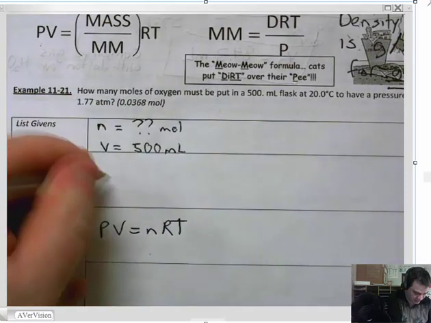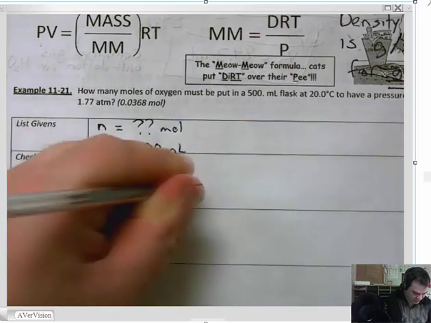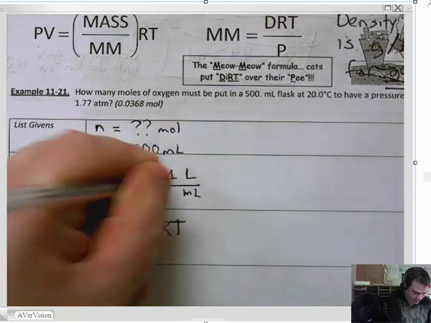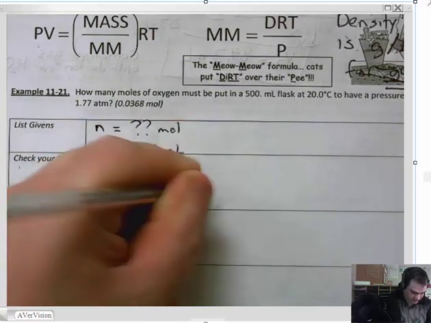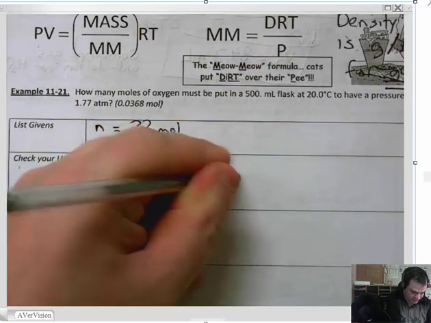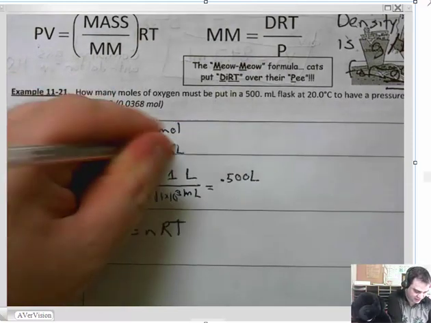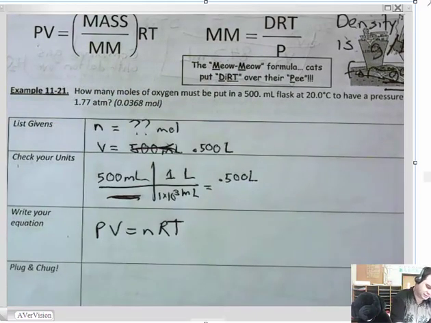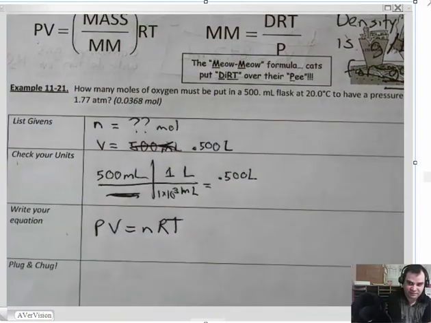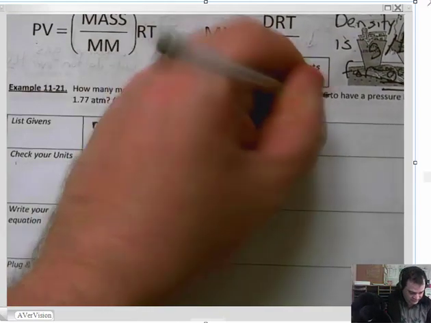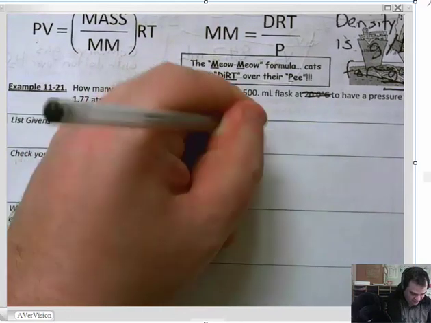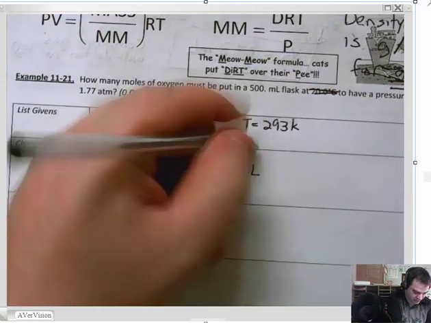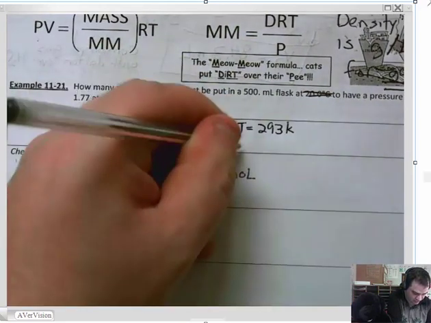We cannot use milliliters. So you go milliliters to liters: 1 liter goes here, 1 times 10 to the third milliliters goes there. And we get 0.500 liters. So we're not even going to use that number, we're going to use 0.500 liters, and you'll see why in a second. The temperature is 20 degrees Celsius. You're right, we cannot use 20 degrees Celsius. This is 293 Kelvin. And the pressure is 1.77 atmospheres.